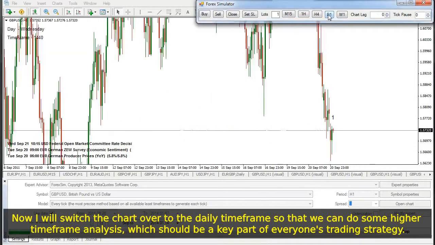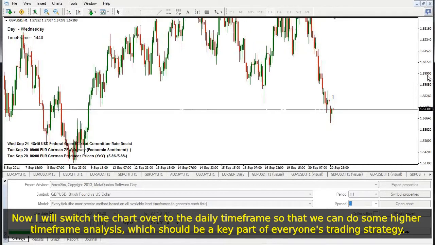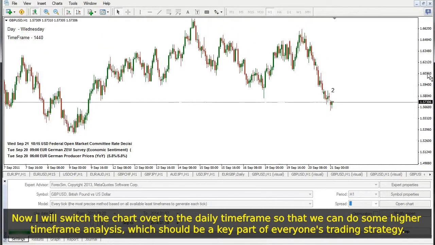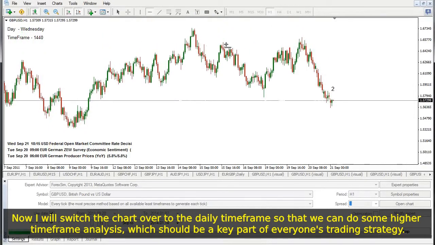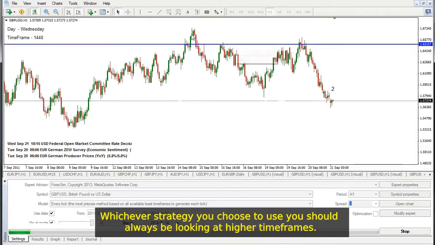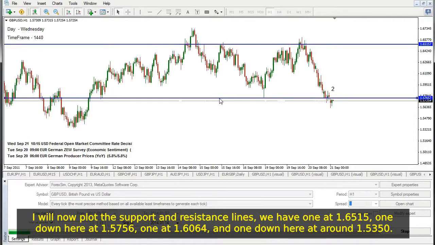Now I will switch the chart over to the daily time frame so that we can do some higher time frame analysis, which should be a key part of everyone's trading strategy. Whichever strategy you choose to use, you should always be looking at higher time frames. I will now plot the support and resistance lines.